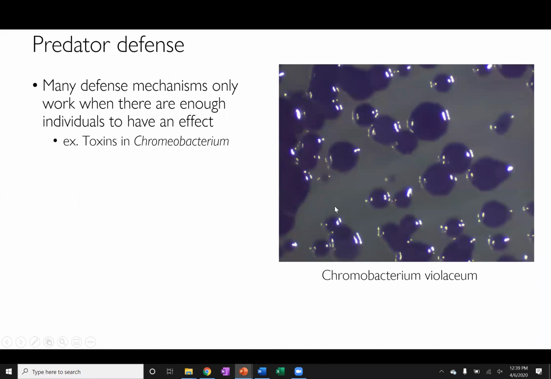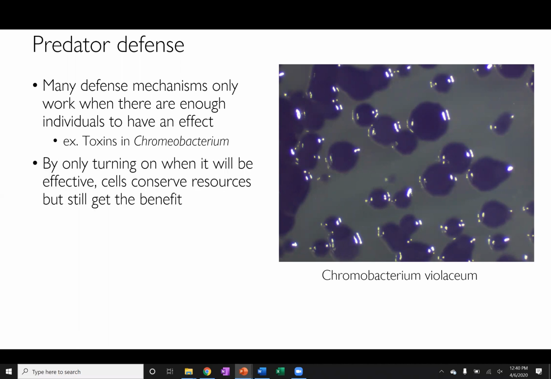One of the things that quorum sensing allows bacteria to do is evade predators. Interestingly enough, many mechanisms only work when there are high enough densities of cells to have an effect. For instance, Chromobacterium violaceum, and this picture doesn't really do its purple pigments any justice. They're very beautiful in person, but Chromobacterium actually produces a toxin called violacein, and violacein is very toxic to both bacteria and eukaryotes alike. However, this is only turned on when cells are in very high density. By keeping it off most of the time, these cells conserve resources as a whole, and having communication between many different cells allows others within this community to save resources while still getting the benefit of predator defense.